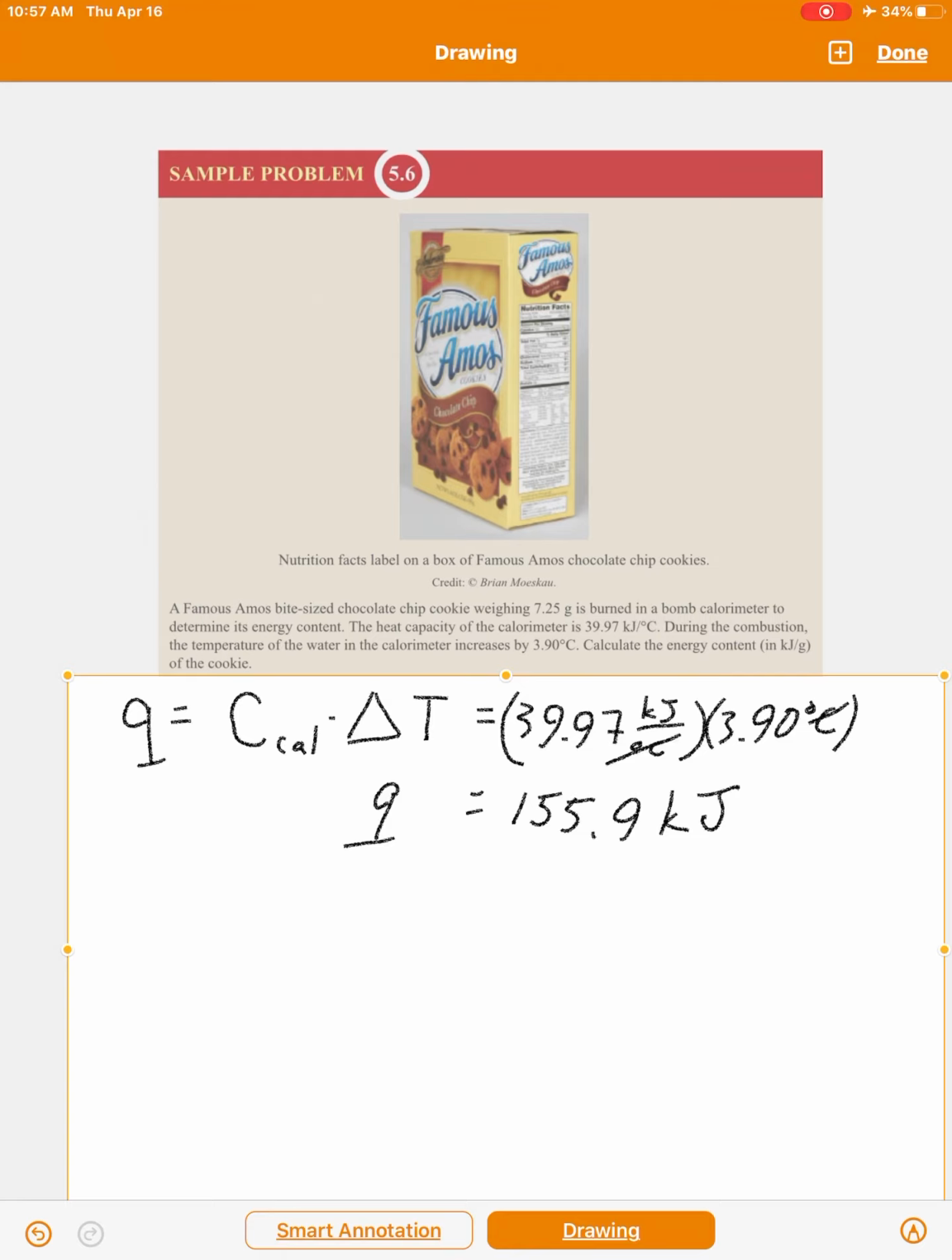Now, they want us to calculate the energy content in kilojoules per gram. Well, they tell us the mass of the cookie. The mass is 7.25 grams. So all we have to do is divide the energy that's released by combusting the cookie by the mass of the cookie, and that will give us the energy content per gram. So Q over m equals the energy content per gram of cookie.